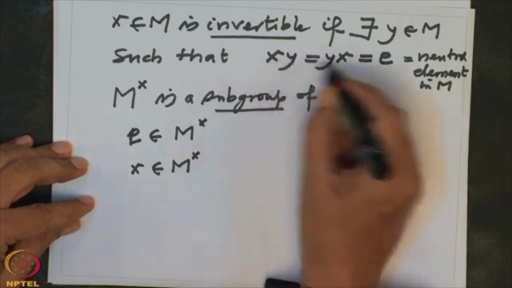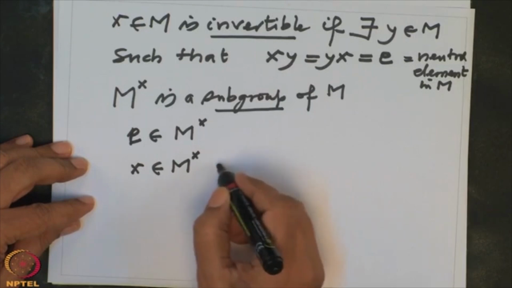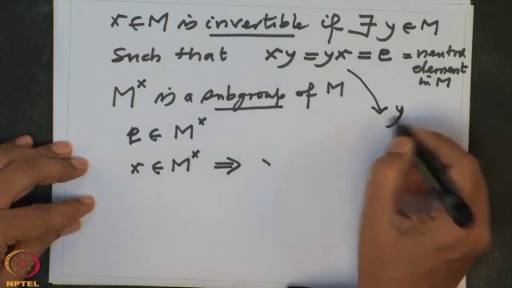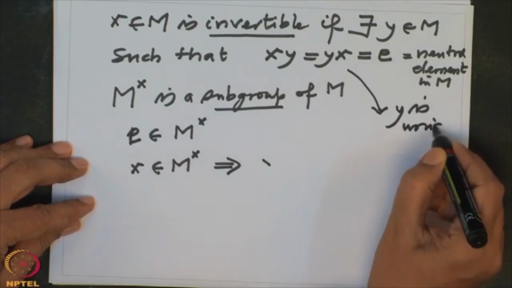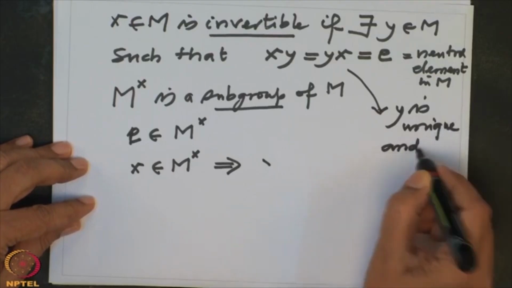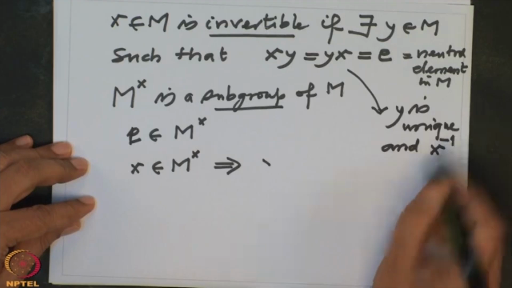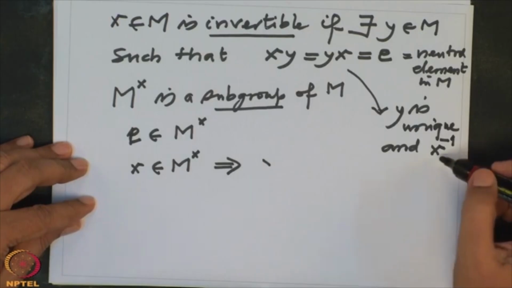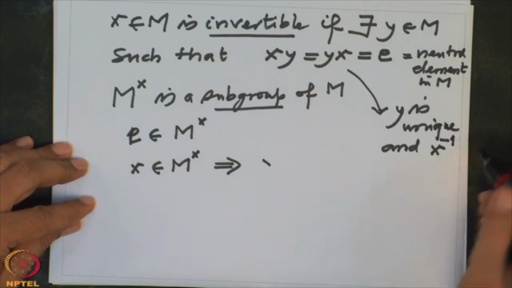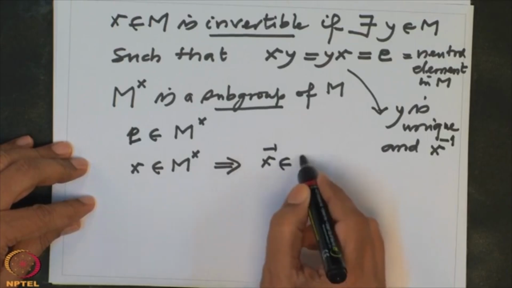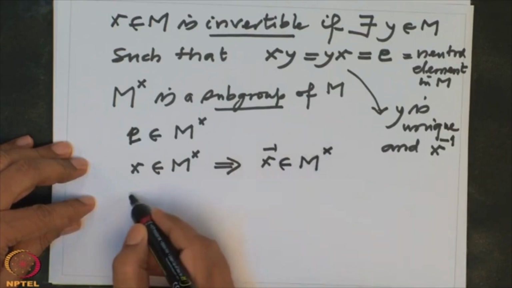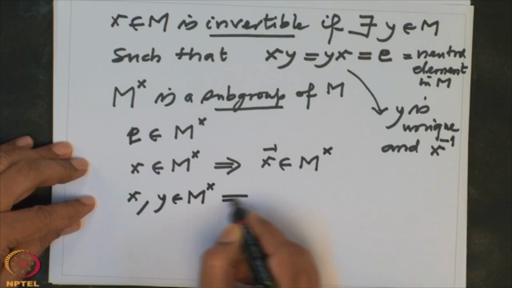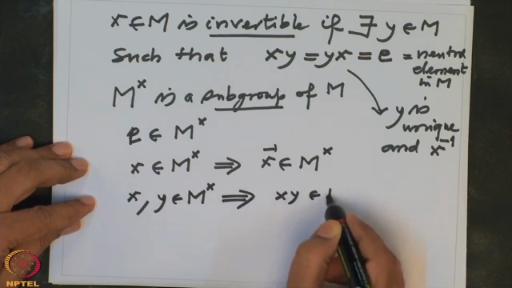This Y is unique, and Y is called the inverse of X, and it is denoted by X inverse. This is in the multiplicative notation. When you are using an additive notation, the inverse will be denoted by minus X. This is also in M cross. If X and Y are in M cross, then XY is also in M cross.